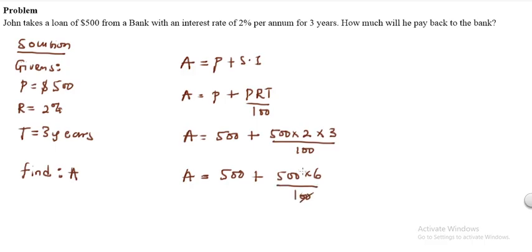2 zeros here can cancel out 2 zeros here, so that I have A is equal to 500 plus 5 times 6 is 30, divided by 1 is still 30. So I have 500 plus 30, which is 530. So the amount that John pays back to the bank after 3 years at 2% per annum will be $530.